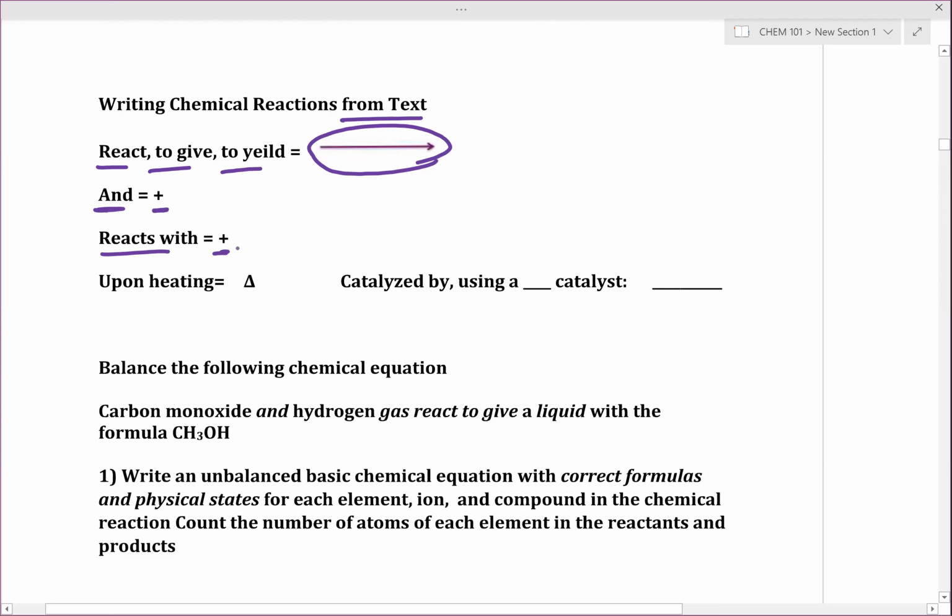Heat. What is the symbol for heat? Yep, the delta symbol. And then if you see the words catalyzed by or using a blank catalyst, you'll see your reaction arrow and you'd write the catalyst above the reaction arrow. So common catalysts are like iodide, anion. Not as important for this class, but it will be critically important in 102 when you deal with catalysis in detail.